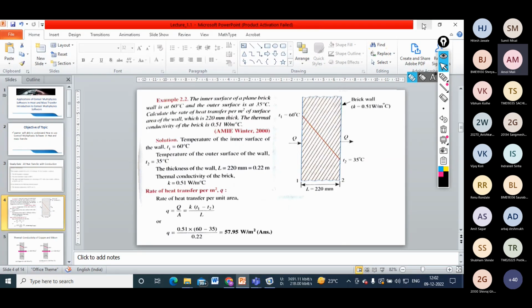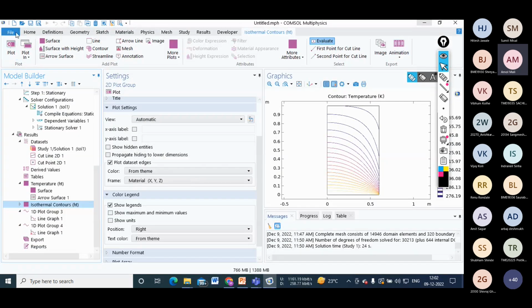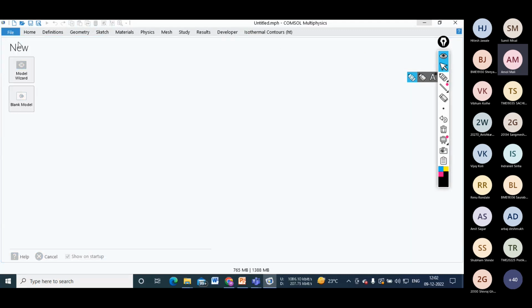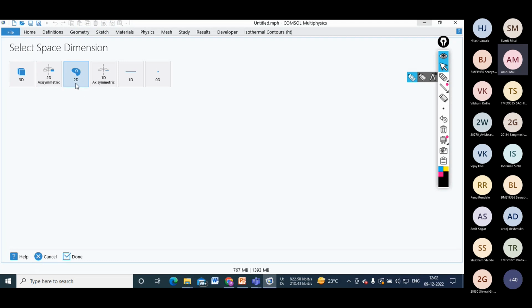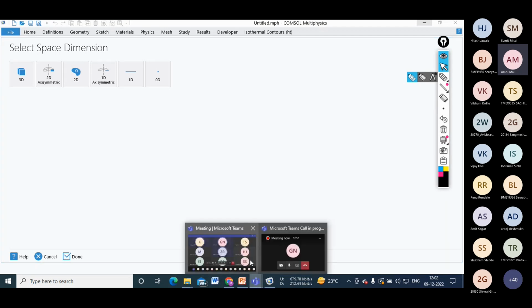Okay, so for that purpose, again here you have to open this new file, then this is the model wizard. Can anyone tell me the next step, what I have to select? Third year students, are you there?